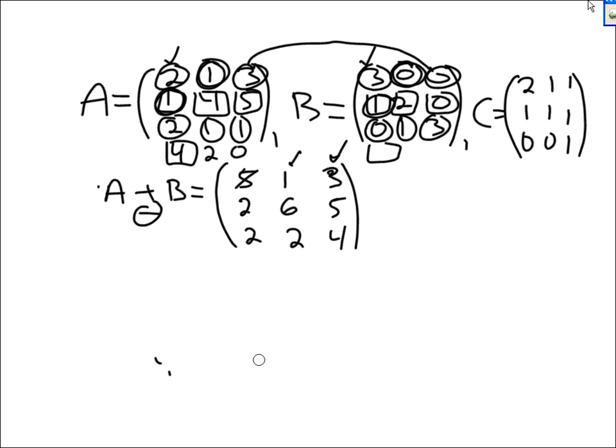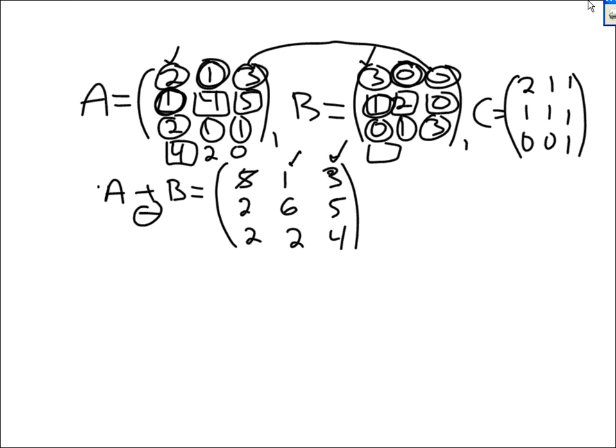Now, there's something called scalar multiplication. That's when you take a matrix and you multiply it by a real number. That real number is called a scalar. What happens when you multiply a matrix by a scalar? The answer is every entry in that matrix gets multiplied by that scalar in front. Each and every entry in the matrix gets multiplied by that scalar.